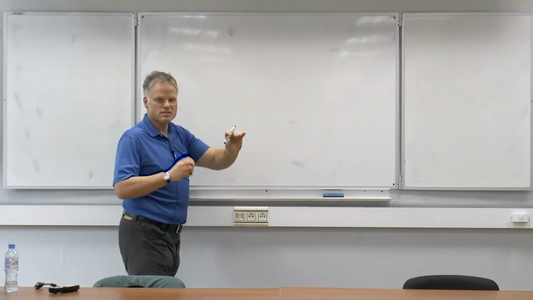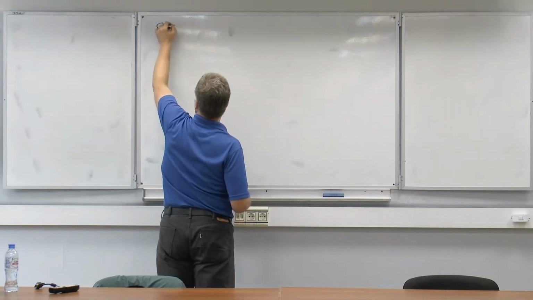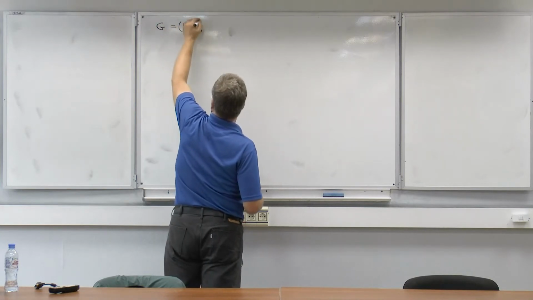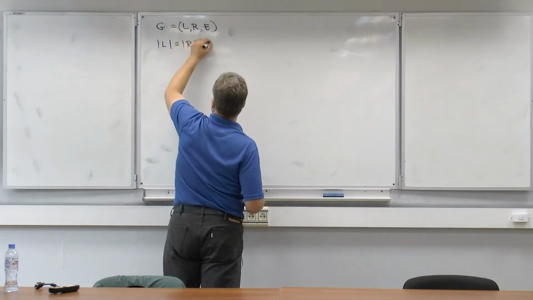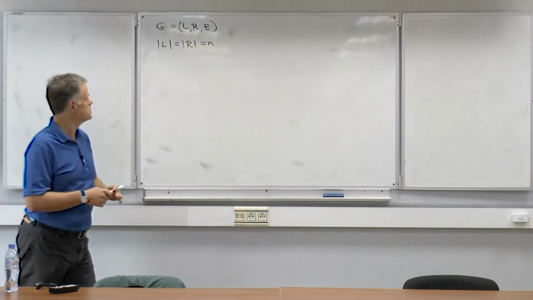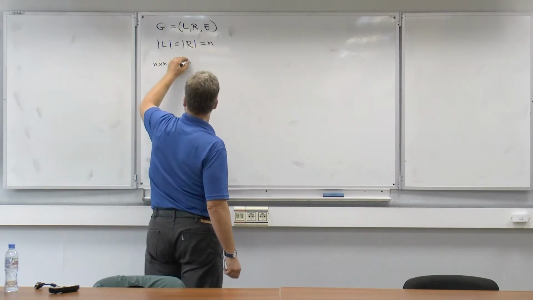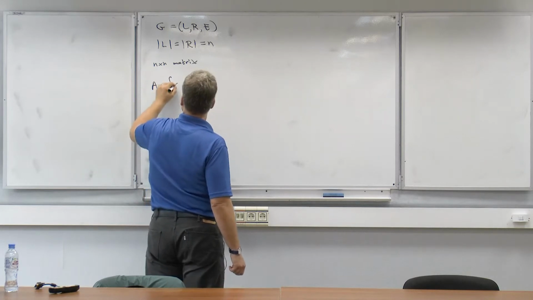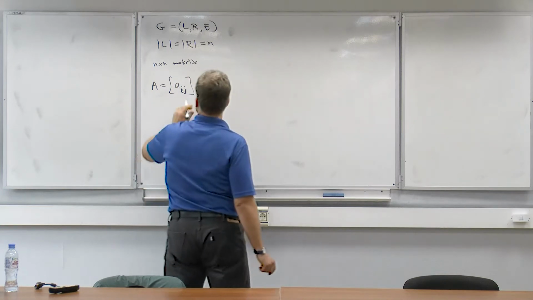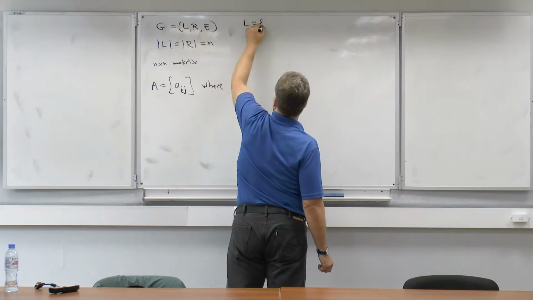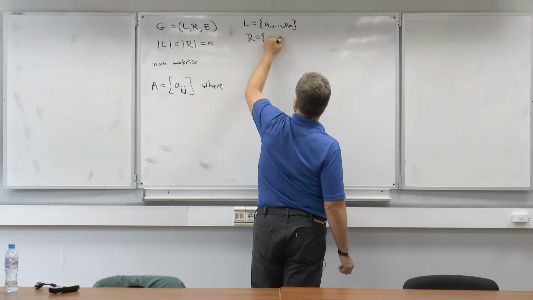And I mentioned this in my talk on Wednesday. Let me just quickly go over it again. If G is bipartite, G = (L, R, E), and of course it has to be equi-bipartite, so these have the same number of nodes. We define an n by n matrix A equaling A_ij, where I'll let L equal U1 through Un and R equal V1 through Vn.